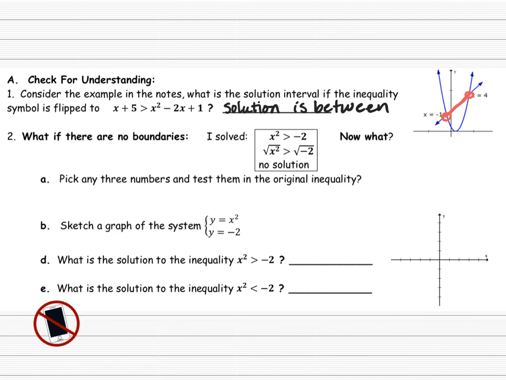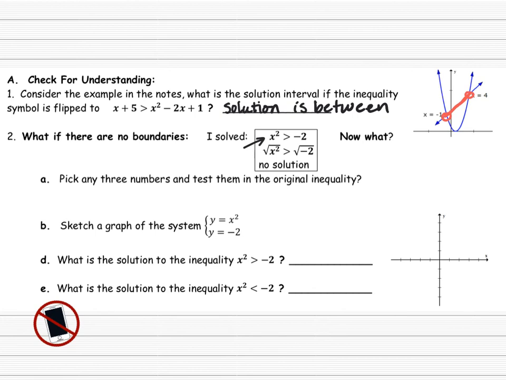This is a separate situation. If we have no boundaries, so in a problem like x squared equals -2, I know there's nothing I can put in for x that's going to make it -2. It's always going to be positive. So if we're solving this the same way that we would solve an equation, we would say that's a no solution situation. The problem with that is that this can bring up different situations. So on part A, it says pick any 3 numbers and test them in the original inequality. So it's referring to this one right here.